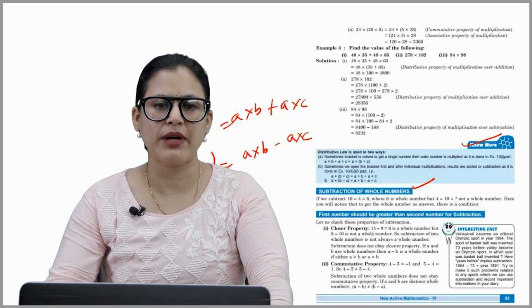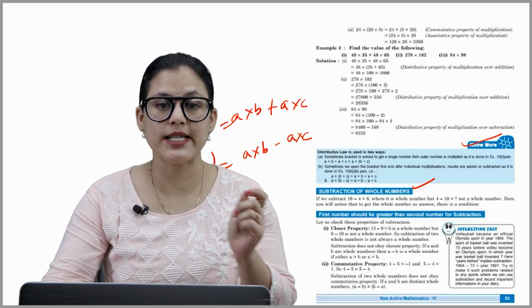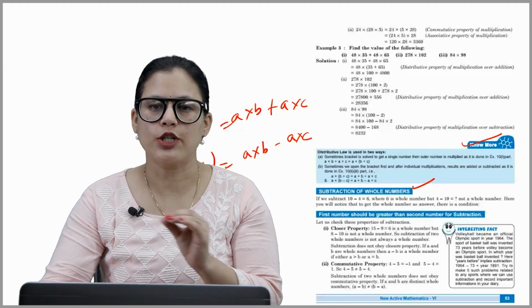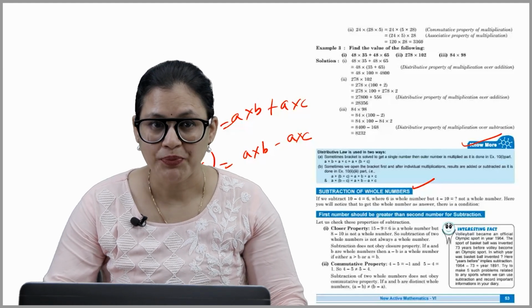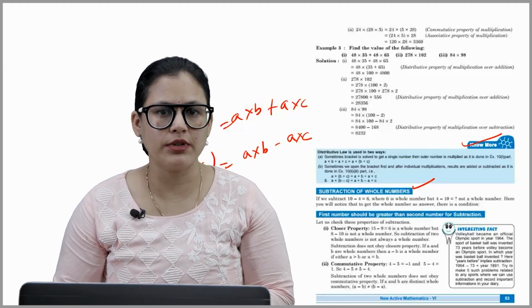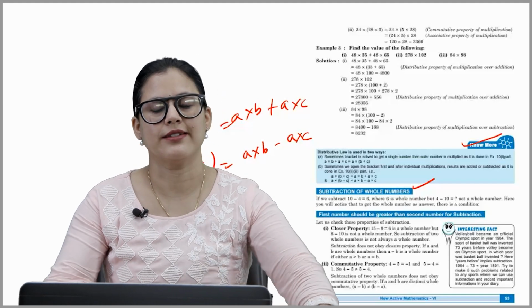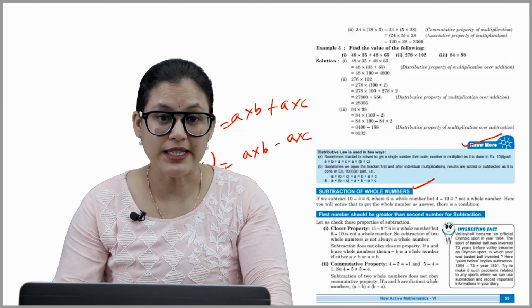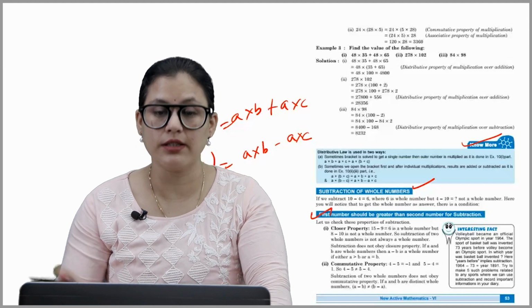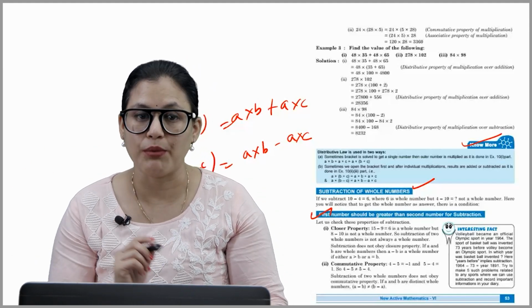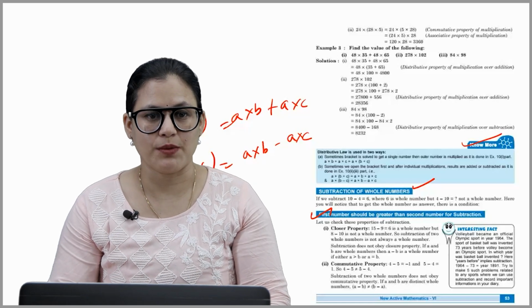If we subtract 10 minus 4 is equal to 6, where 6 is a whole number, but 4 minus 10 is equal to what? It is equal to minus 6, which is not a whole number. Here you will notice that to get a whole number as an answer, there is a condition. What are the conditions? Let's check. The first number should be greater than the second number for subtraction if you want to get a whole number, right? Let us check the properties of subtraction.